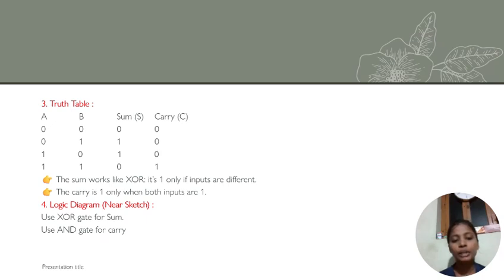Here is the truth table of the half adder. We take A, B as inputs and sum and carry as outputs. Then the sum works like XOR, that is one only if inputs are different, and the carry is one only when both inputs are one. And fourth one, logic gates. We use an XOR gate for sum and an AND gate for carry.